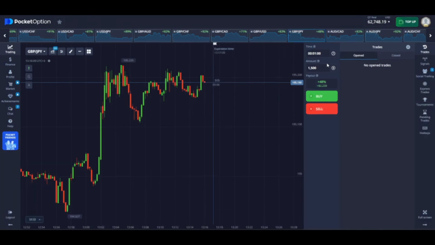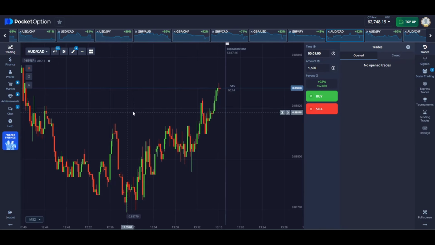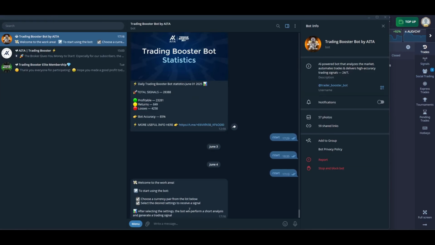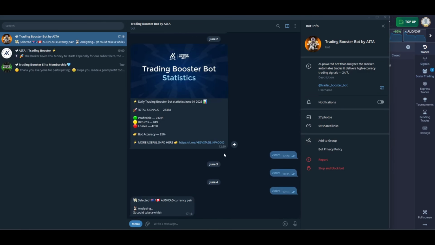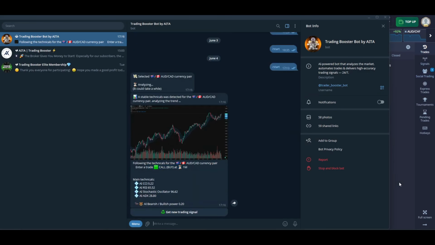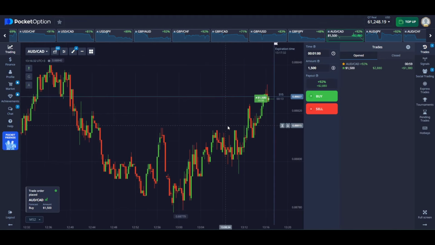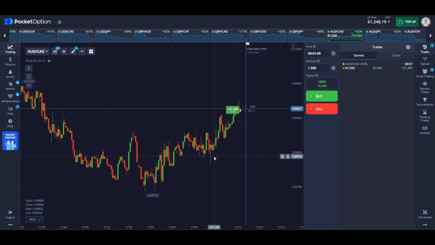Let's look at an example. Here, I'm choosing the Australian dollar/Canadian dollar currency pair. There's some pretty strange movement here. It's quite unclear. Now let's see how the booster bot handles this situation. It gives me a buy signal. Alright, I'm opening my buy trade right from here, and let's see why it's so hard to analyze in this case.